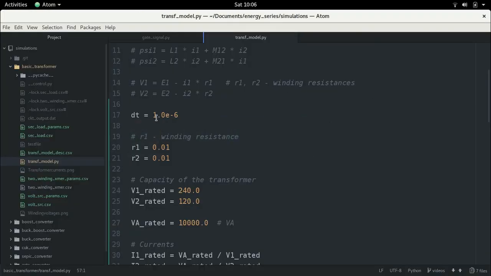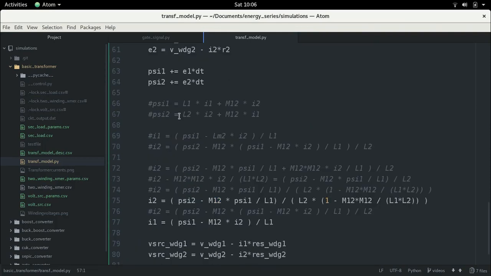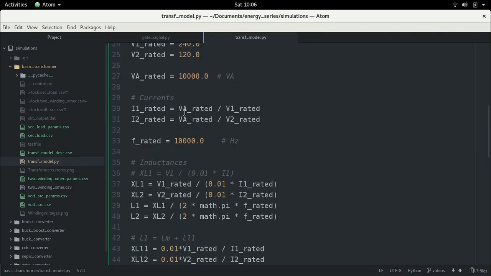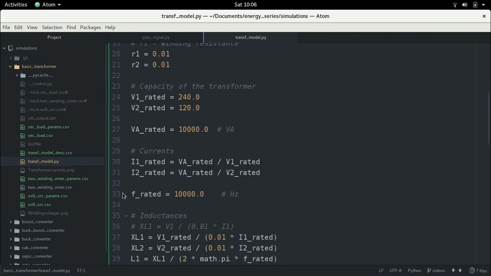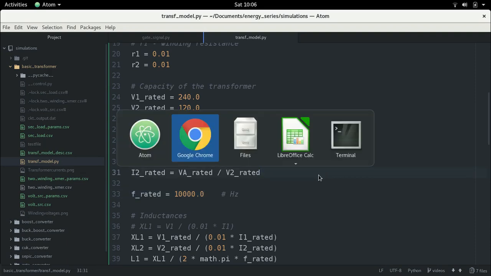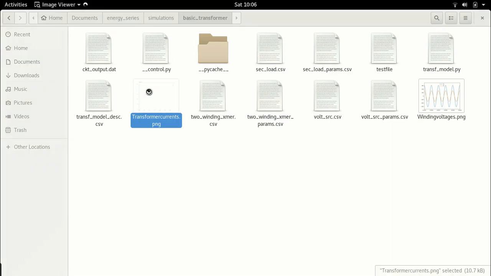So we had used the same 1 microsecond sampling time step of the control file as well as a 1 microsecond integration time step of the simulation, right? But the frequency rating of the transformer was chosen to be 10,000 hertz, right? And the result of that was we were getting an unstable simulation.